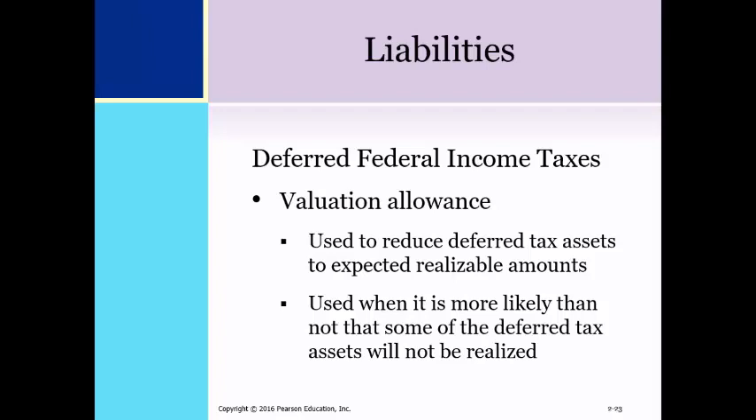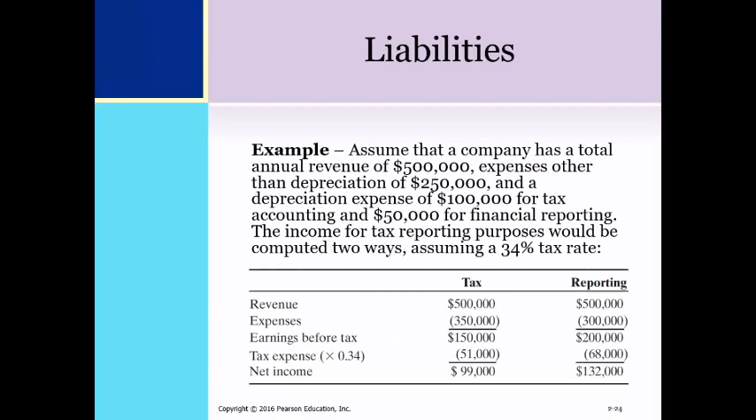These are used when management believes that it is more likely than not that some of the deferred tax assets will not be realized. This is an example of a deferred tax liability resulting from a difference in the depreciation expense for tax and financial accounting purposes. For tax purposes, the depreciation is $100,000, and for financial accounting purposes is $50,000. $50,000 times a tax rate of 34% results in a $17,000 difference in income tax payable on the tax return of $51,000 and income tax expense on the income statement of $68,000.